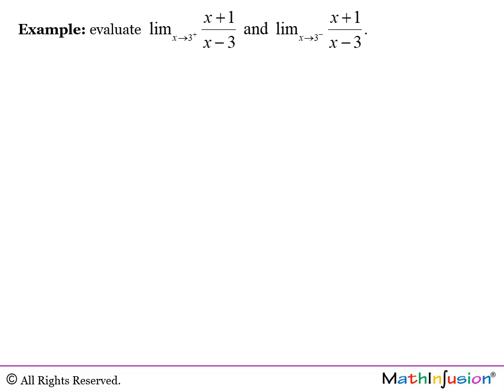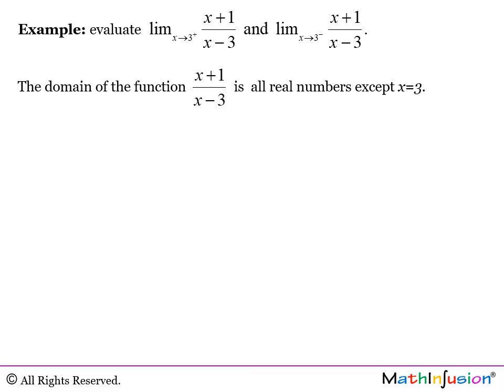Example, evaluate the limit of x plus 1 over x minus 3 when x approaches 3 from the right, and then we will do the limit of the same function when x approaches 3 from the left. Please realize that the domain of this function is all real numbers except x equals 3, so it is impossible to substitute x equals 3. Also note that if you substitute x equals 3, you get 4 over 0. It's not 0 over 0, so we cannot expect to have cancellations here.